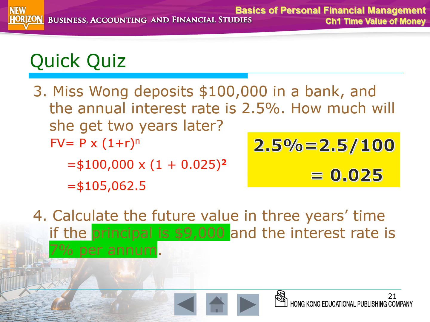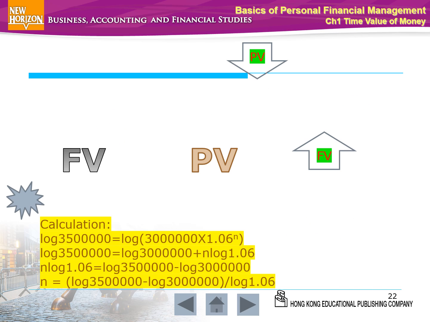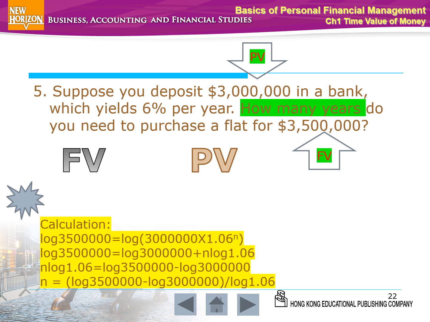Another one, calculate the future value in 3 years' time if the principal is 9,000 and interest rate is 7%. Again, P here is 9,000, R is 7%, N is 3. Okay, it's a very simple calculation. Okay, this question is a little bit tricky. Let's look at it. Suppose you deposit $3 million in a bank with 6% per year. How many years do you need to purchase a flat for $3.5 million?